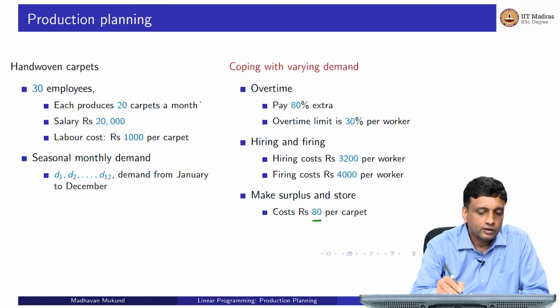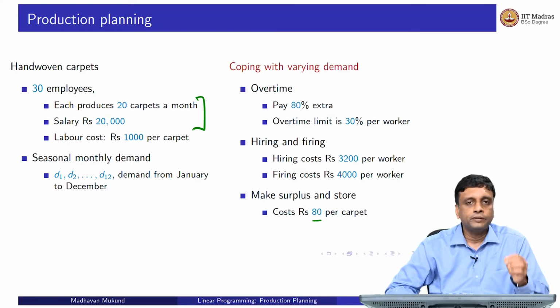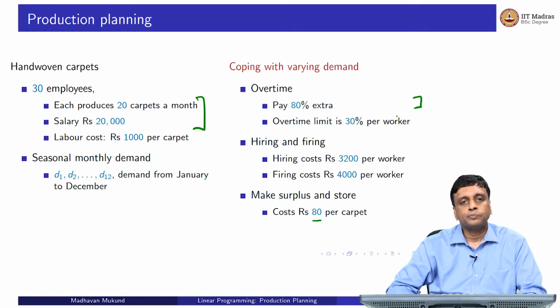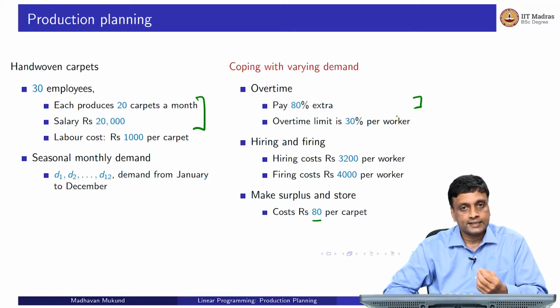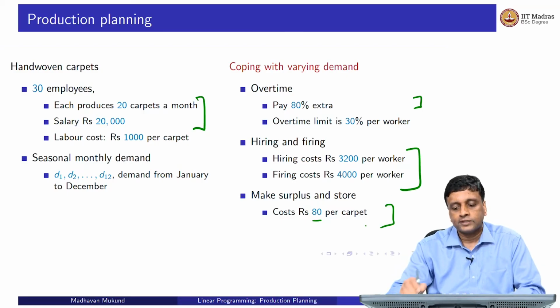So you have a standard cost per employee of 20,000 rupees. If you hire somebody for a month, you pay them 20,000 rupees, they make 20 carpets, right? But if you want them to make more, you have to pay extra. You have to pay another 800 rupees per carpet, but they cannot make more than 6 extra. You can hire and fire people, but that costs money, or you can make extra and store it, and that costs money.